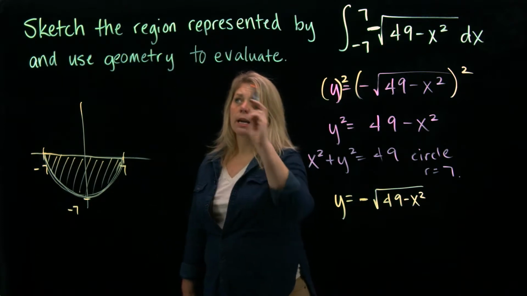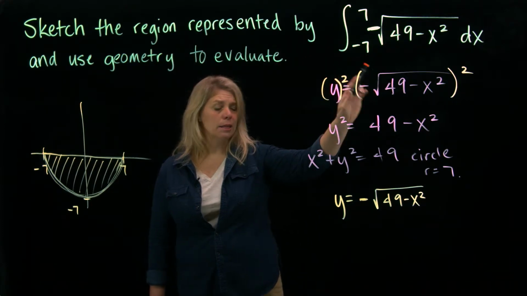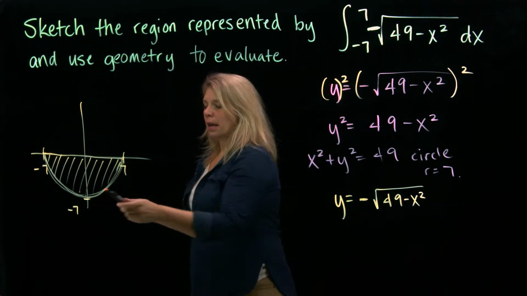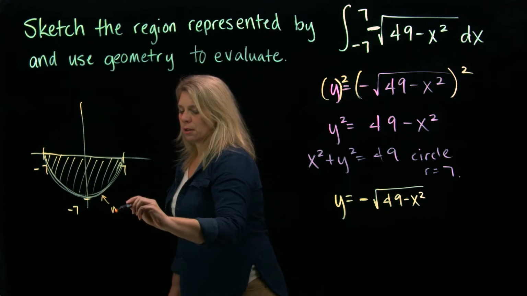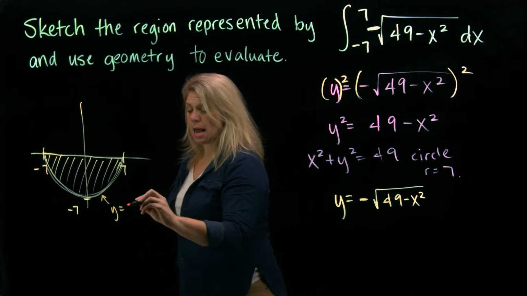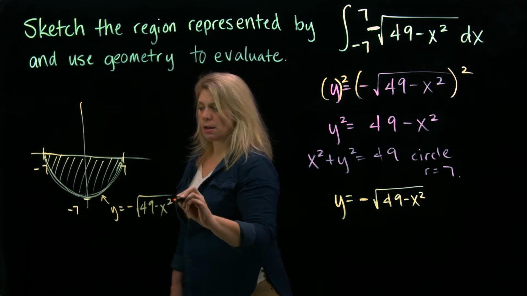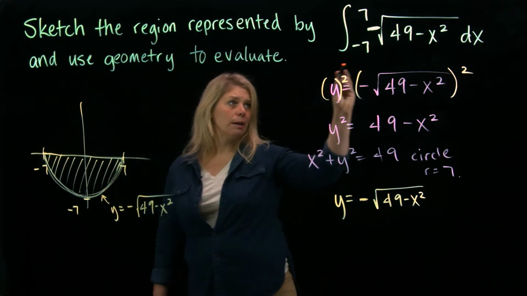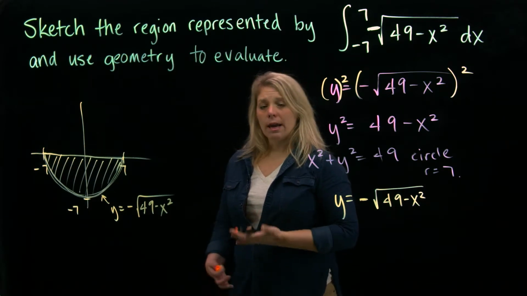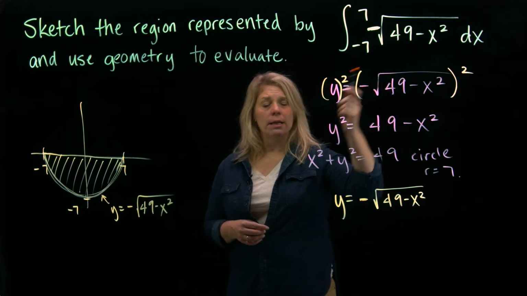All right, so sketch the region represented by this integral. That's what we have here. And this is our curve. That's the function y equals negative square root of 49 minus x squared. And I've shaded in this region from negative 7 to 7. Okay, and then use geometry to evaluate this integral.